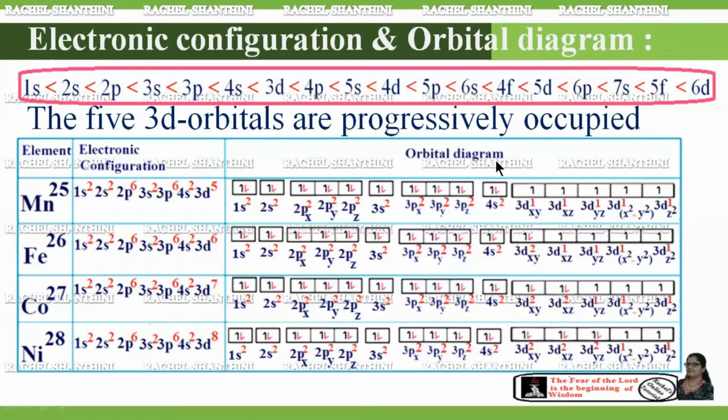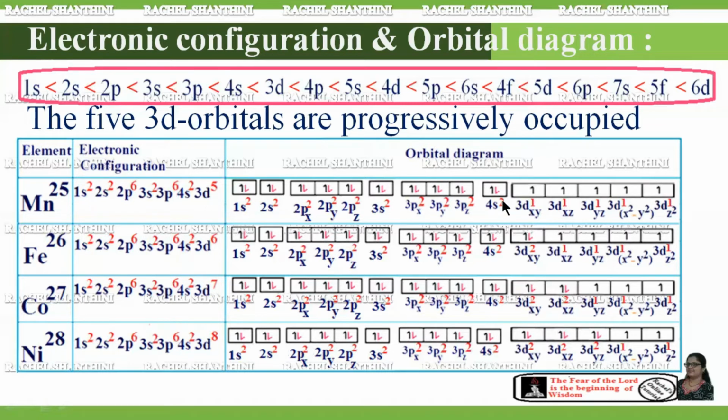Now shall we write the orbital diagram for manganese? So from 1s to 4s we have to draw the boxes and fill the electrons as we have done for vanadium. That is 2 electrons in each box, and inside each box, 1 arrow in the upward direction and 1 arrow in the downward direction, which represents the opposite spins of electrons in each of these orbitals, right?